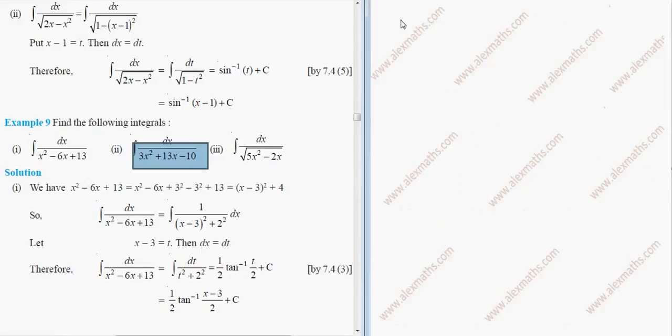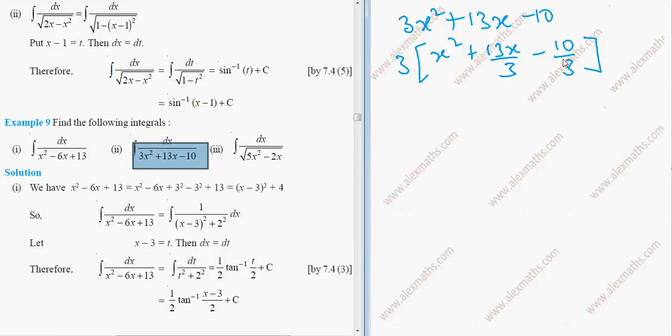We have 3x² + 13x − 10. Take 3 out, so it will become x² + 13x/3 − 10/3. Now what is half of this number? We have to divide by 2, so 13/6. What is the square of this number? 169/36. So this term we have to add and subtract.